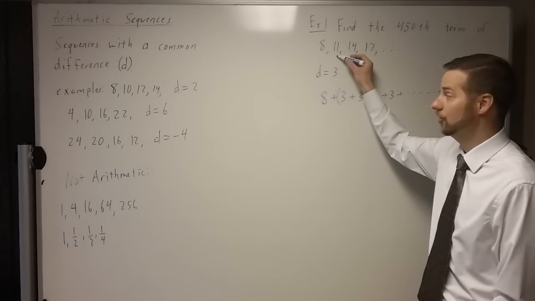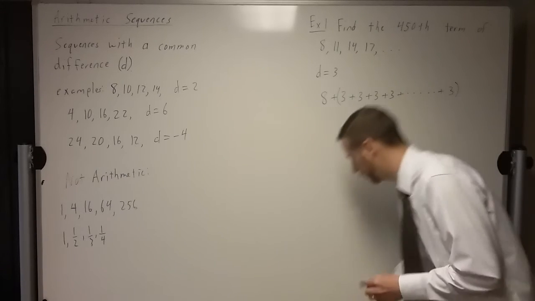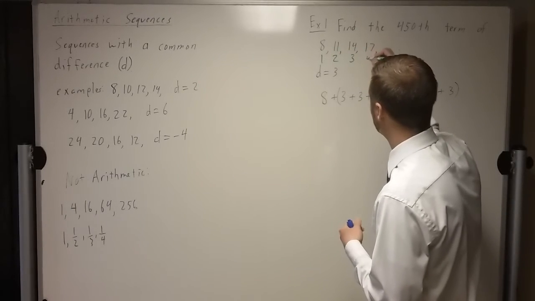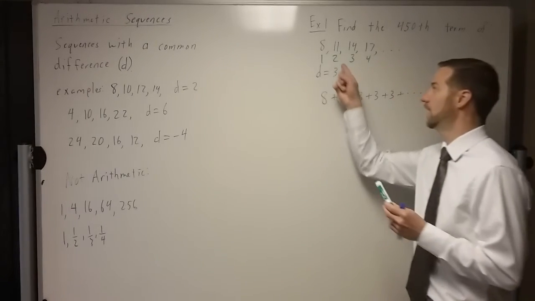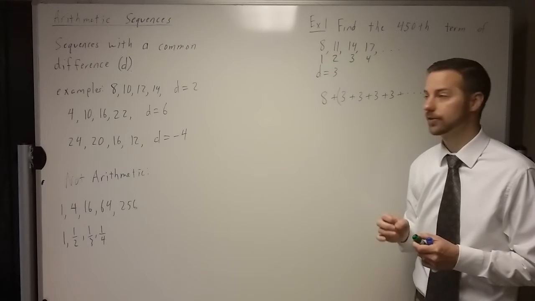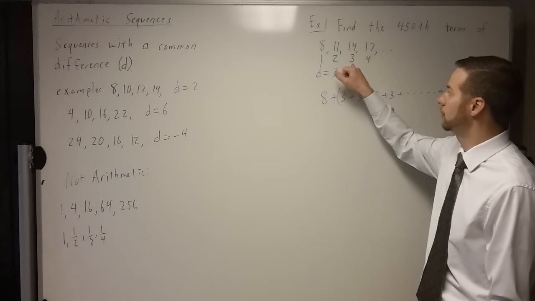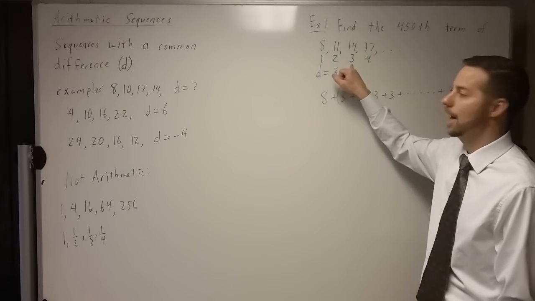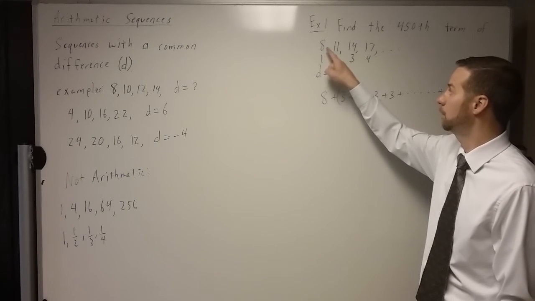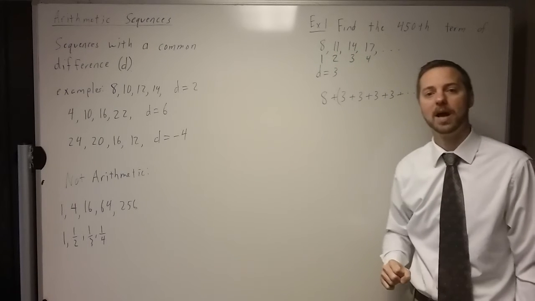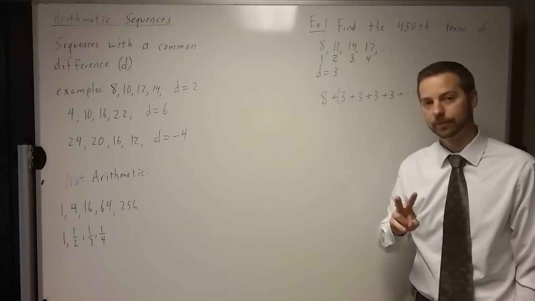So to get the second term, this is term 2, and I tell you what, I'm going to put the indexes here to help out with this. That's our first term, second term, third term, fourth term. So to get to the second term, we added 3 once. So to get to the third term, how many times did I add 3 to 8? Well, I started here, I did 8 plus 3 one time, plus 3 a second time. So to get to the third term, I actually added 3 twice.